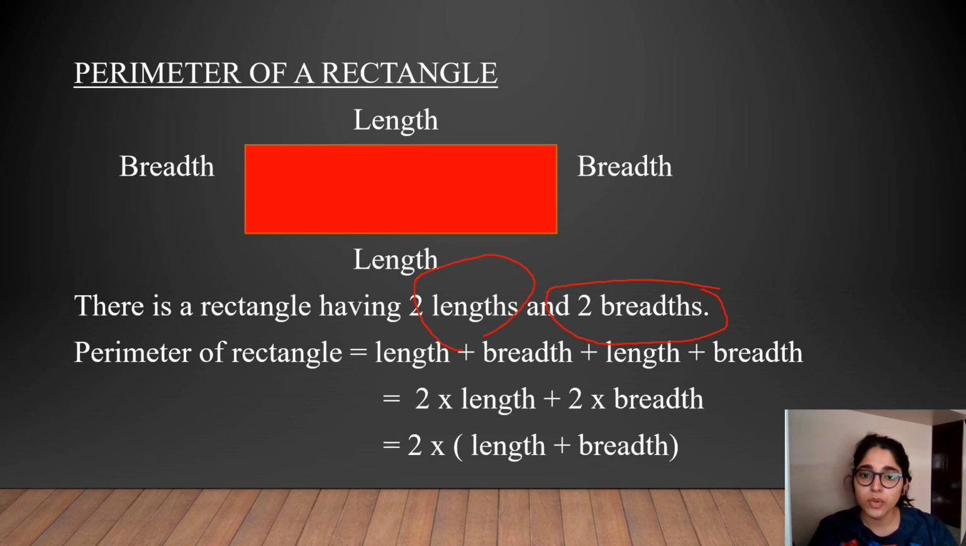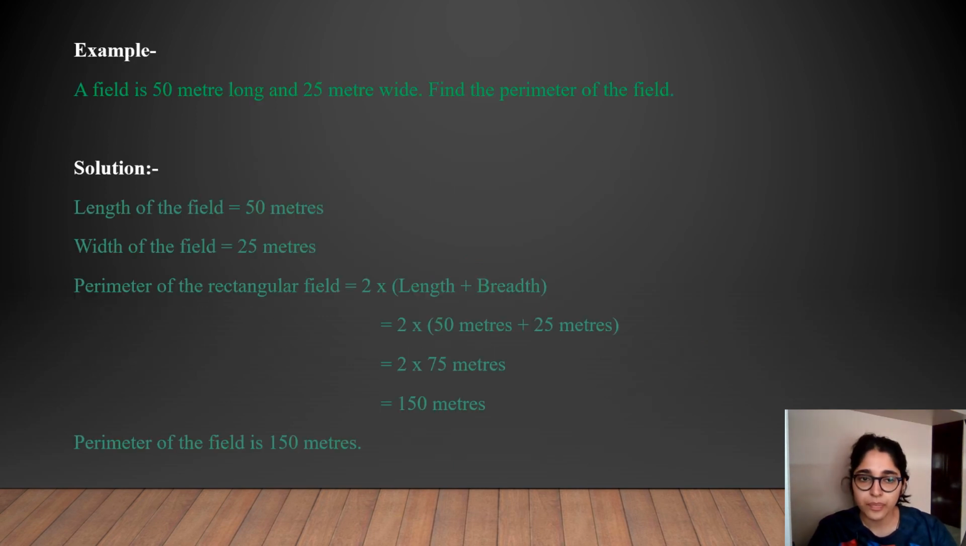So what we do is we add the lengths, we add the breadths. So therefore it gives us 2 times length, 2 times breadth. So you just multiply 2 with the length and the breadth. If you remember the shape of a rectangle, then it becomes easier to derive the formula for the perimeter of it. So now we'll go ahead. Let us take this example.